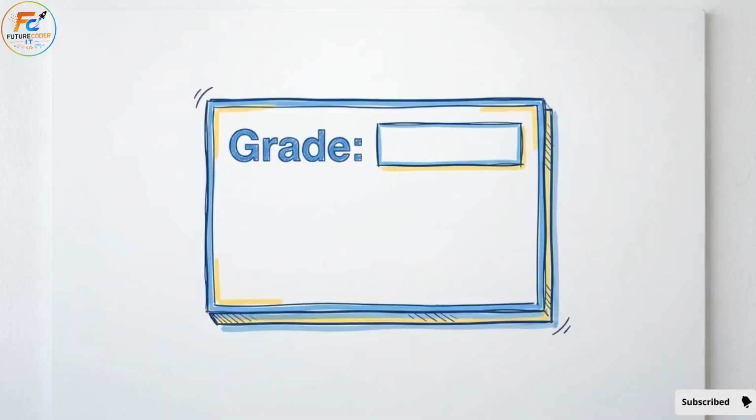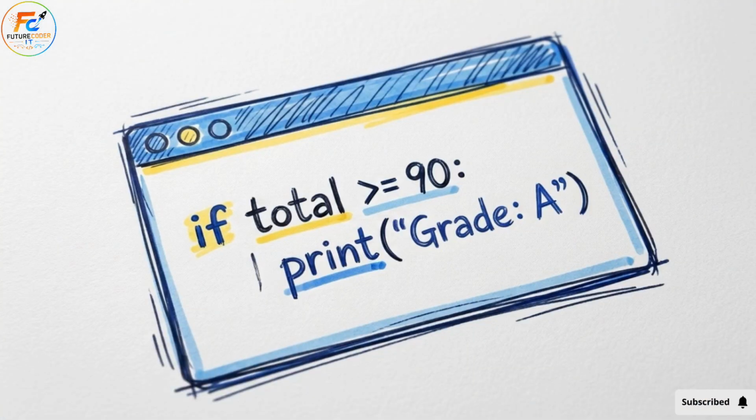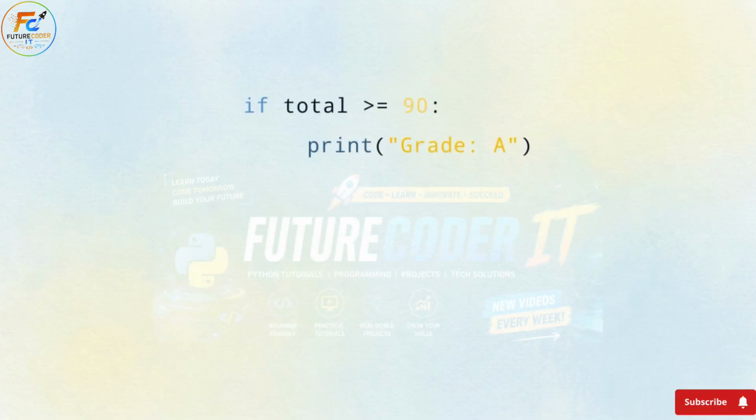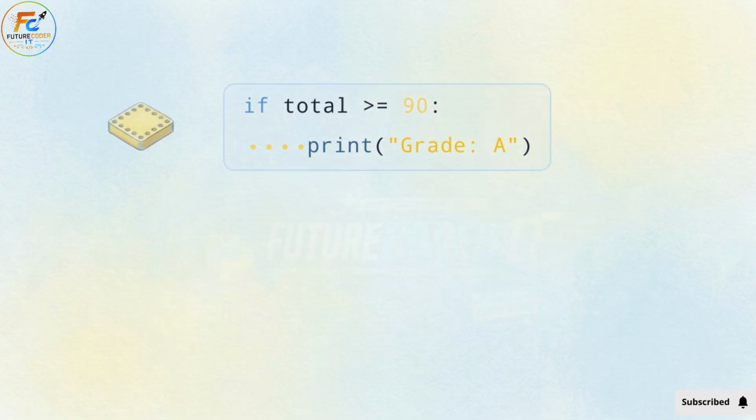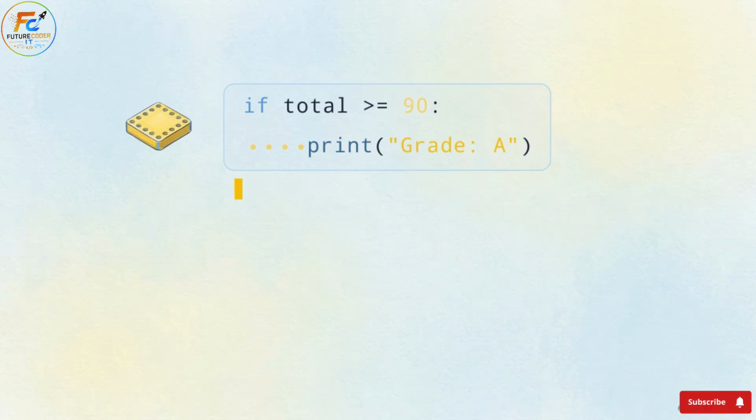Now we'll have the program assign a letter grade based on that total. Type if total greater than or equal to 90. Hit enter and type print grade A. Notice how that print statement is pushed in from the left edge. Python doesn't use brackets to group code. Instead, it relies on strict indentation. Anything indented exactly 4 spaces under the if statement belongs to that specific block.